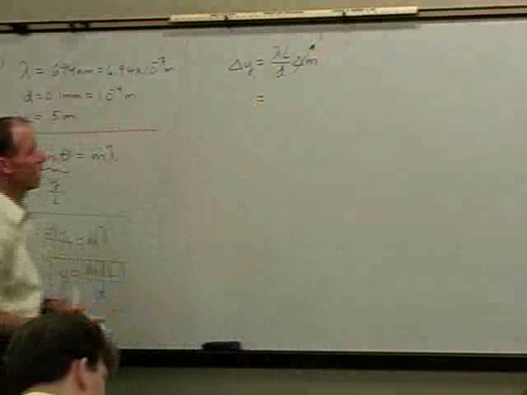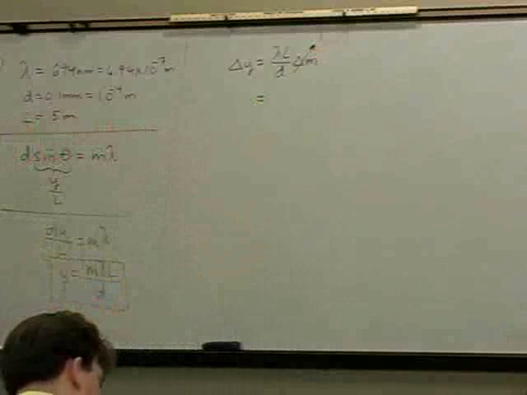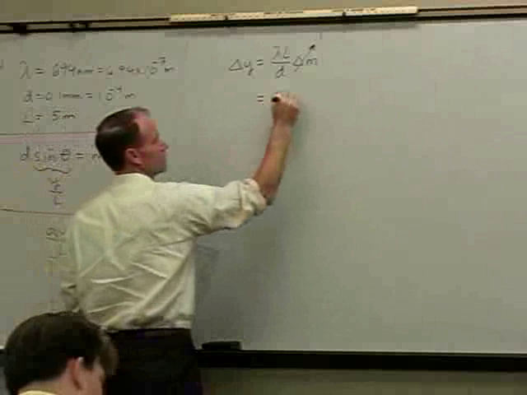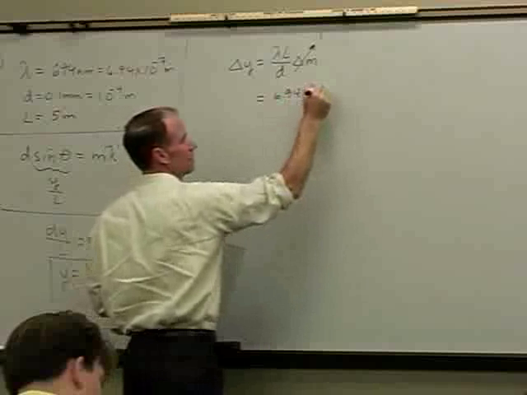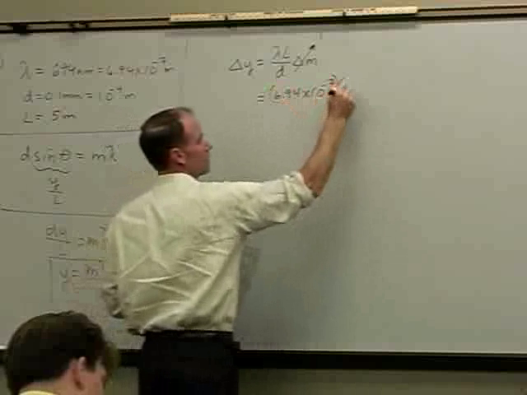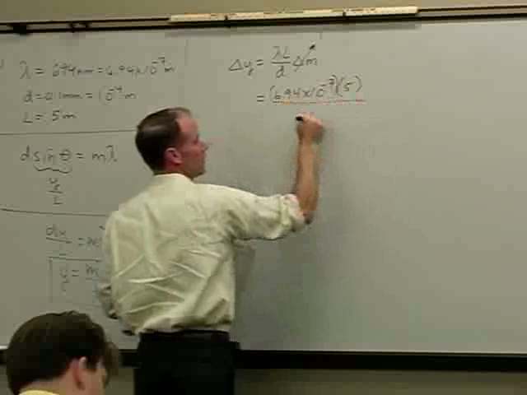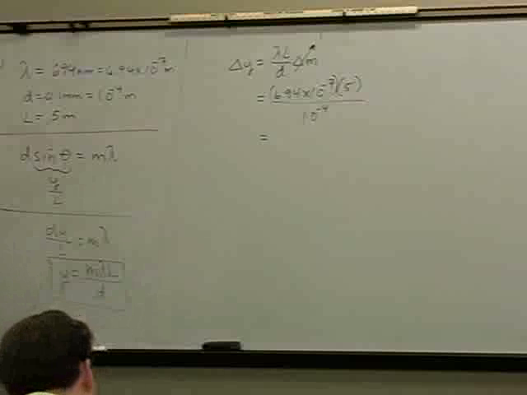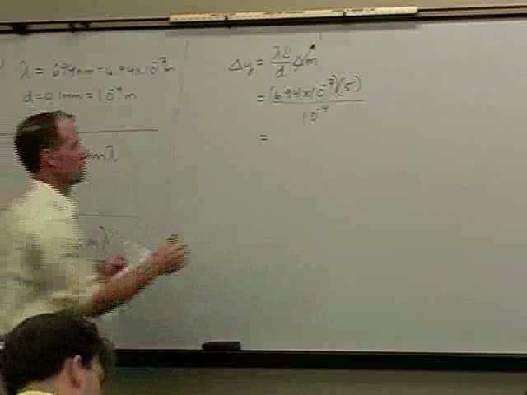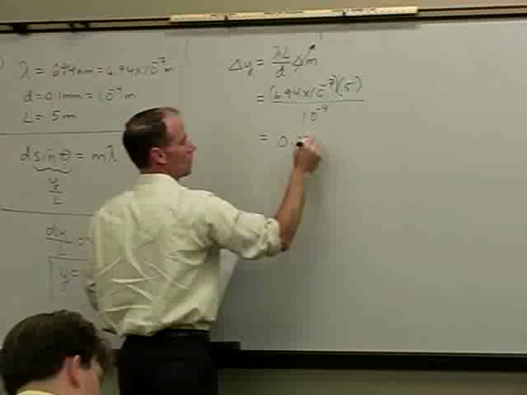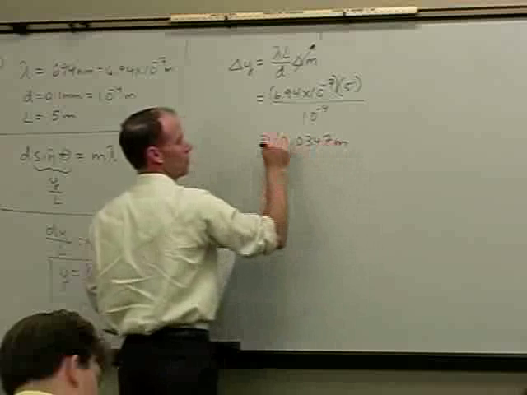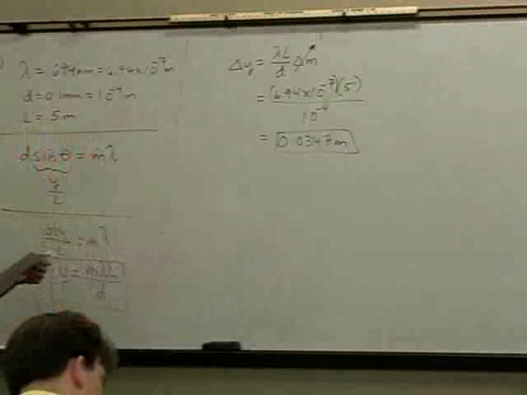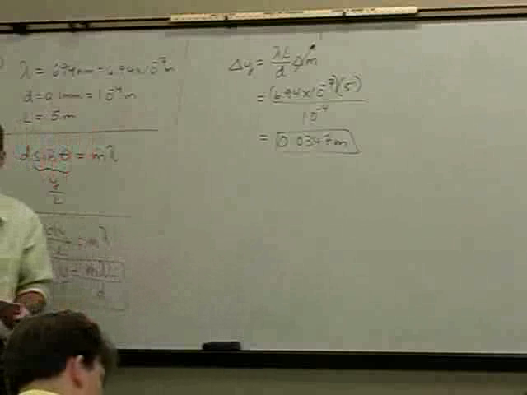So the distance between 2 fringes would be equal to 6.94 times 10 to the minus 7 times 5 over 10 to the minus 4. I get 0.0347 meters. Answer B.